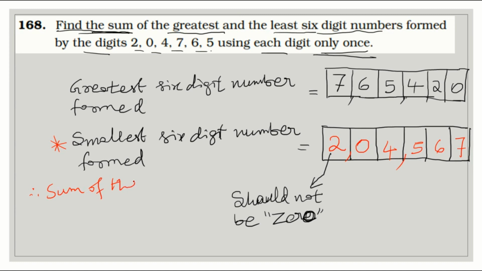Now can you find out the sum of these numbers? You can add 0 plus 7, 7, 2 plus 6, 8, 4 plus 5, 9, 5 plus 4, 9, 6 plus 0, 6, 7 plus 2, 9. That means we got 9,69,987 being the sum. Okay. So this is the answer.